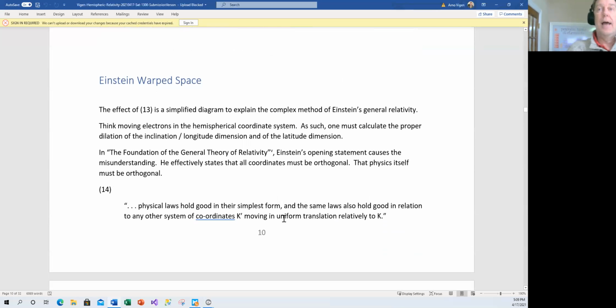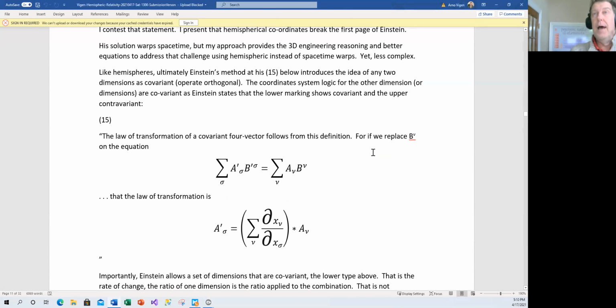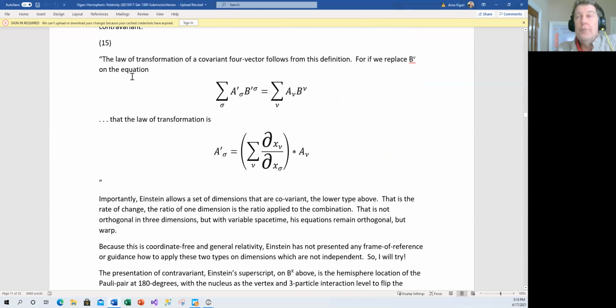So let's talk about Einstein for a second, okay? Einstein, in his general theory of relativity, says physical laws are good in their simplest form, and the same laws hold true in relationship to any other coordinates k prime, a translated one, moving in a uniform translation relative to that. Now, I can test that statement because he's assuming it's XYZ. That doesn't apply for hemispherical situations. So the law of transformation is this in his book, where basically he says, if I put it down here, it is covariant.